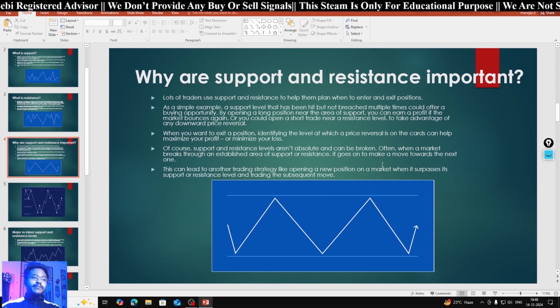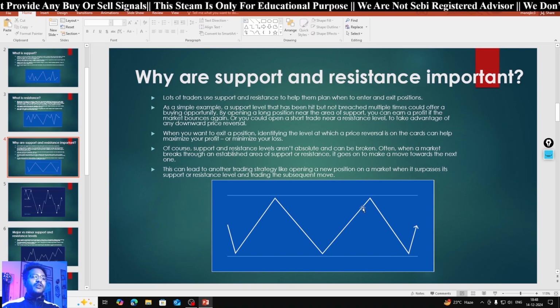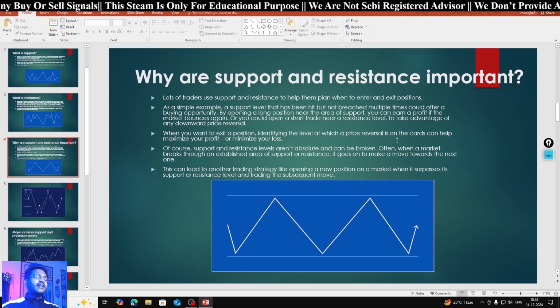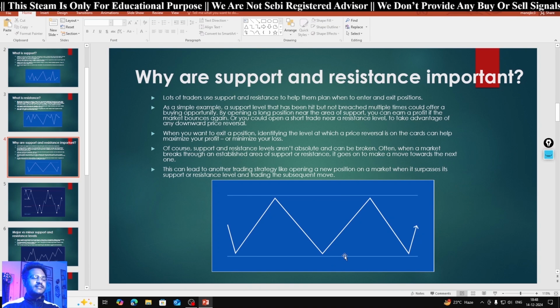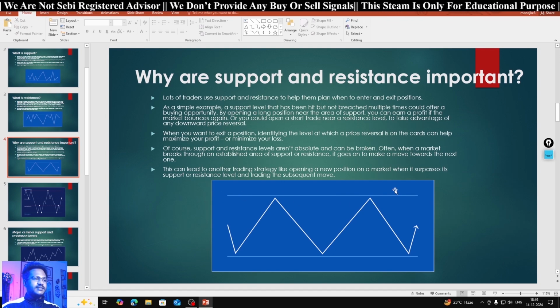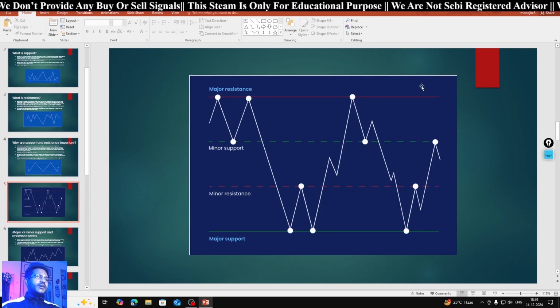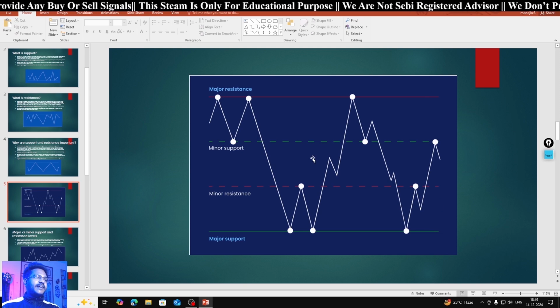But this level can be broken if the sellers are weak in this location. If the sellers are weak and if buyers are very strong, we could actually break this location and try creating higher highs. That is how major support and resistance work. You understood, right? All the sellers who are sitting on the top side create resistance, and all the buyers who are sitting on the downside try to create support. And now let's try to understand with a better example.